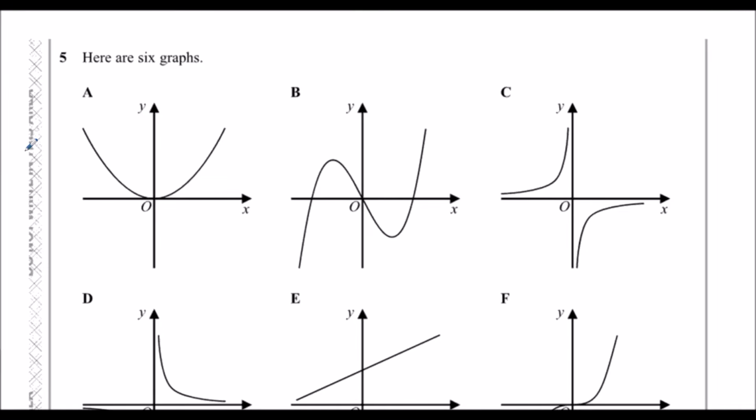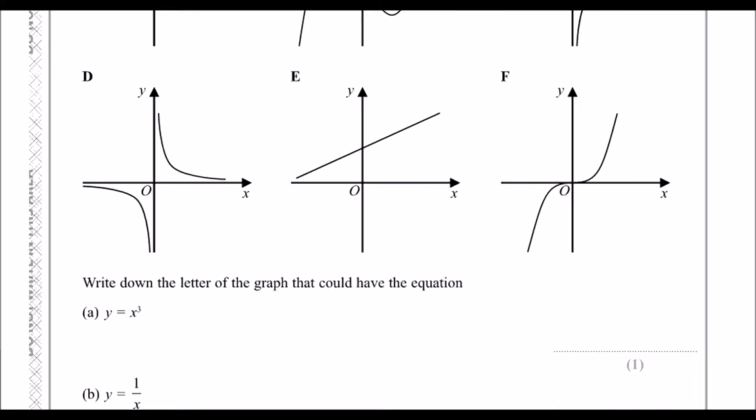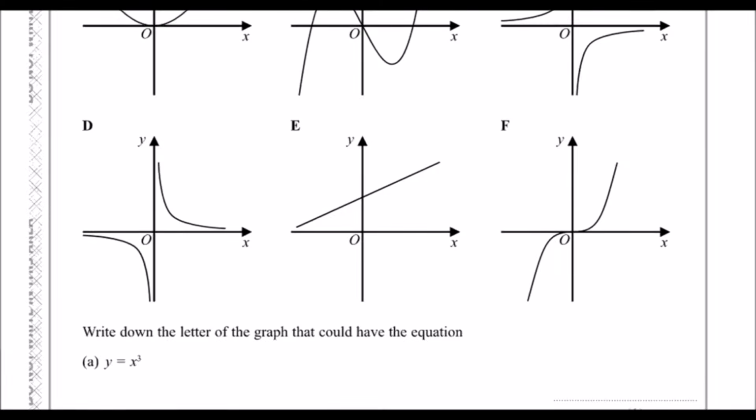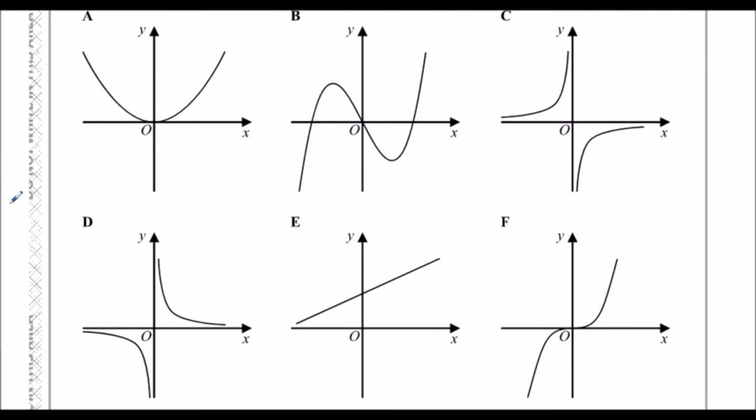Question 5. Here are 6 graphs. So A, B, C, D, E, and F. And we need to write down the letter of the graph that could have the equation for part A, y equals x cubed. So looking at these graphs, there's 2 cubic graphs here. B's a cubic graph and F is a cubic graph, but y equals x cubed is this one that goes through only one point at 0, 0.